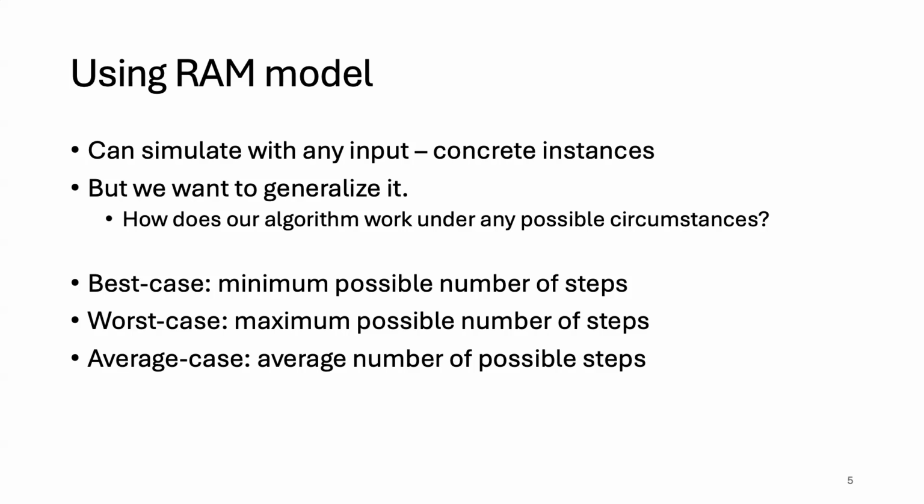In particular, we're looking for 3 different aspects here. So the best case, so the minimum possible number of steps that our algorithm is going to take. The worst case, which is the maximum possible steps we're going to take. And the average case is the average of the two.